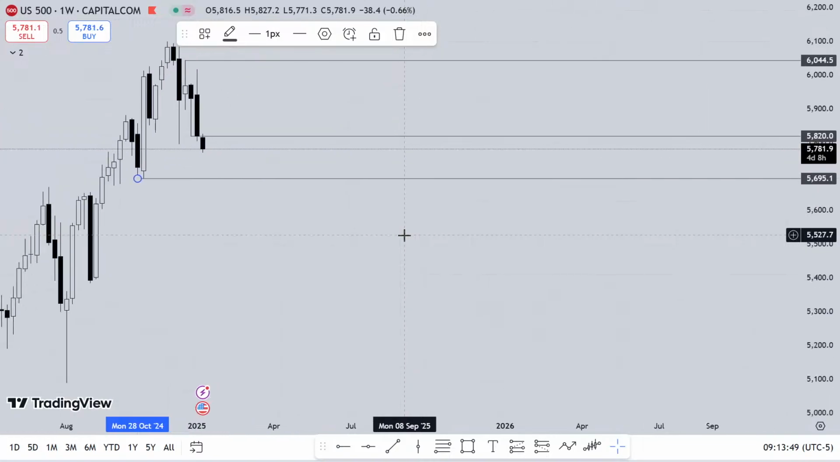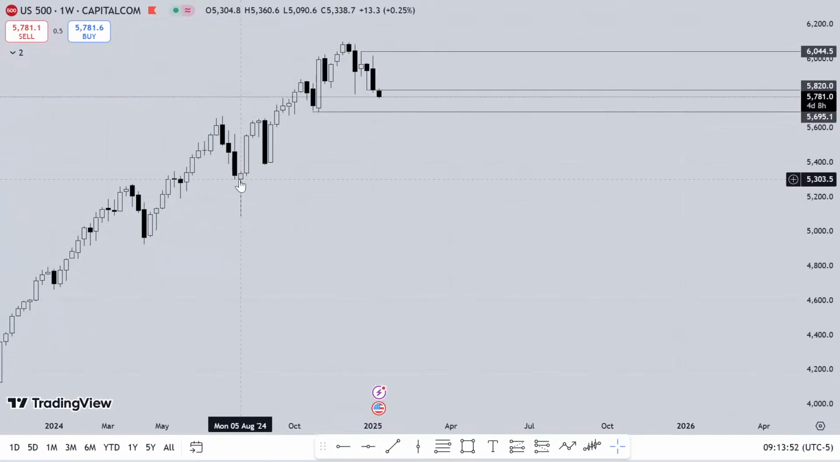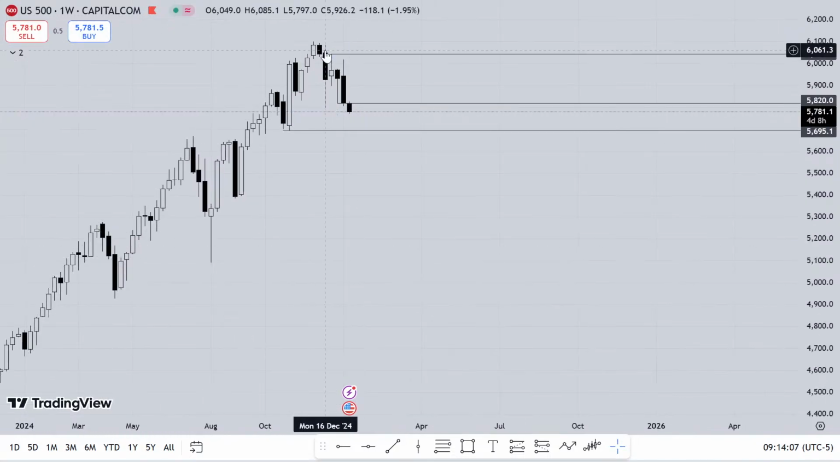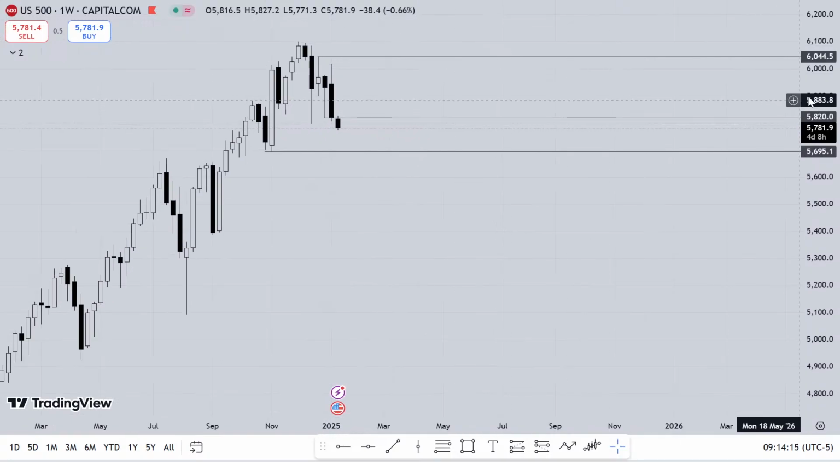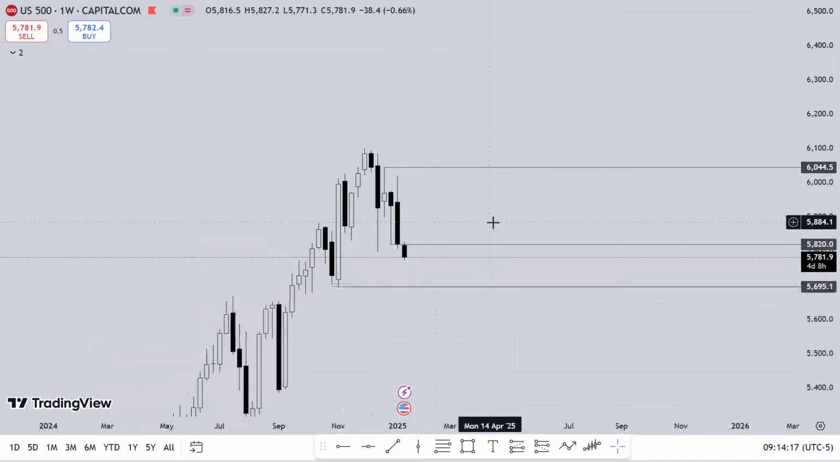So what do we have here on the weekly time frame? From the week of the 5th of August 2024, which is the previous year, we've been rallying higher on the indices. And this rally peaked on the first week of December. I'm not saying this is the high, but short term, this was the short term high.